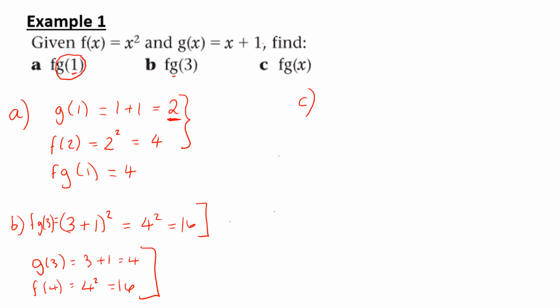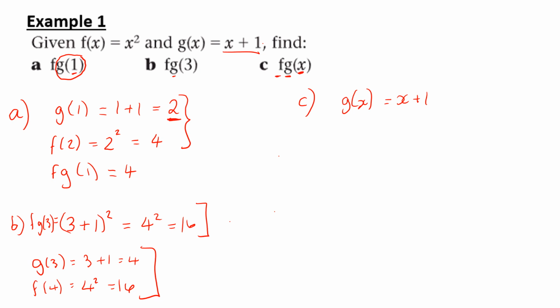Okay, part C. This time, instead of being given a number, we're generalising and we're still using the letter x. We've got to write down what fg of x would look like. So x is what I'm putting into the function. I've got to do g first. So I need to work out what g of x is first. Well, that just basically means copying what I was given in the question. G of x is just x add 1. I don't have a number to sub in this time, so I'm just going to leave that as an x.